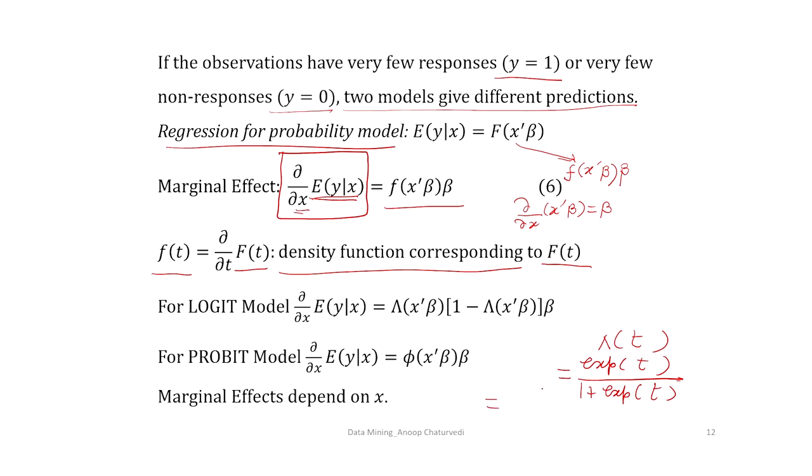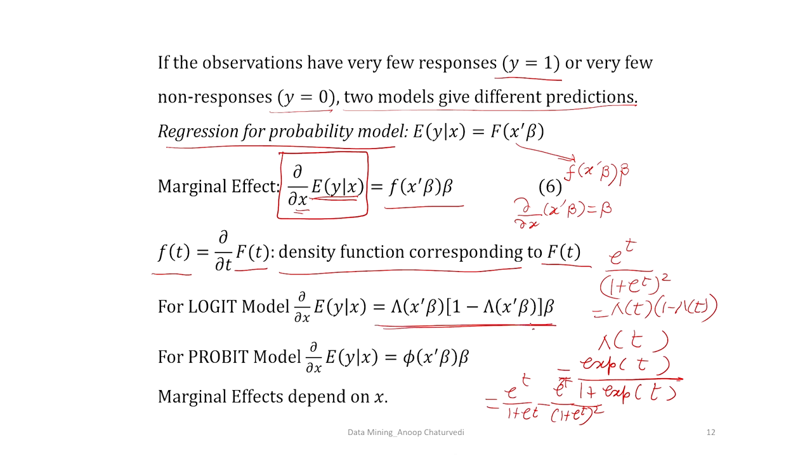Differential coefficient of lambda(t) is, first we differentiate this, you get e to the power t upon 1 plus e to the power t, minus e to the power t upon 1 plus e to the power t whole square, and then we differentiate this part. So, you get e to the power 2t here, and then we solve it. We take 1 plus e to the power t whole square in the denominator, and in the numerator you get e to the power t plus e to the power 2t minus e to the power 2t. E to the power 2t will cancel out. So, ultimately you get e to the power t upon 1 plus e to the power t whole square, which is equal to lambda(t) times 1 minus lambda(t). So, ultimately you get this expression for the marginal effect in logit model.